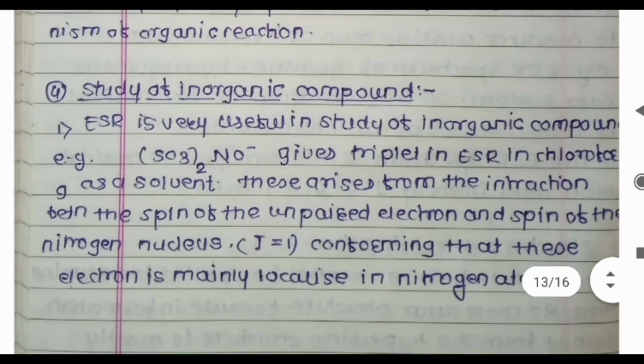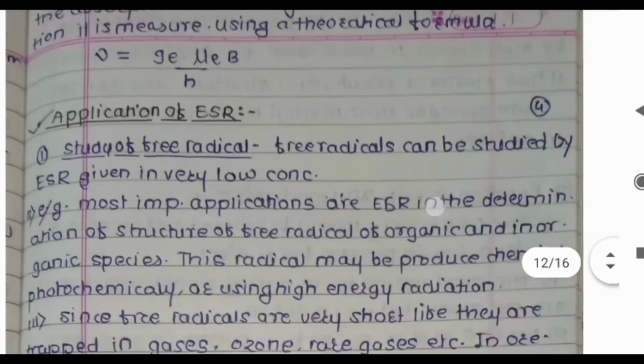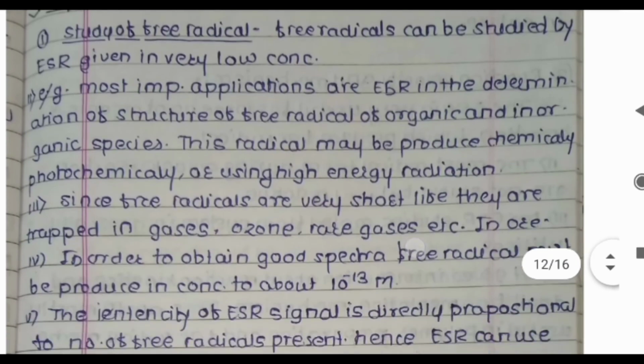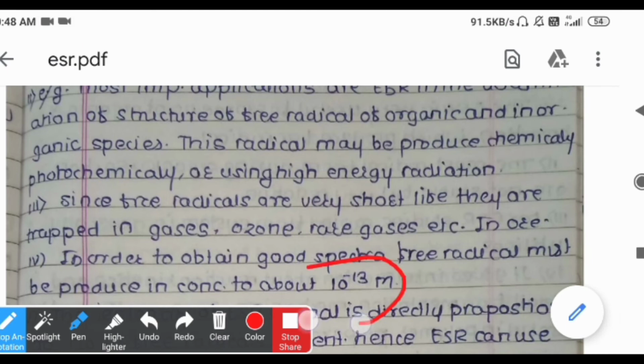Okay, we have seen this. So one by one we will see the applications of ESR spectrometry. The first application is the study of free radicals. Free radicals are generally studied using ESR spectroscopy at very low concentration, around 10 raised to minus 13.